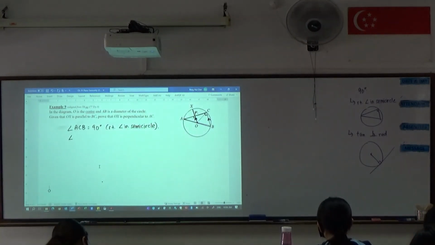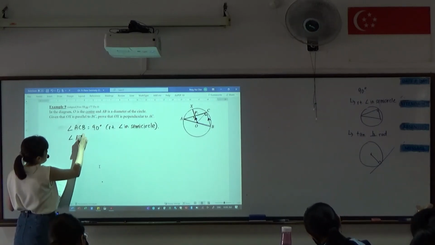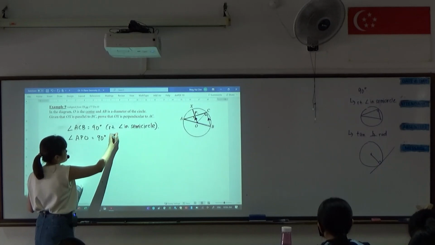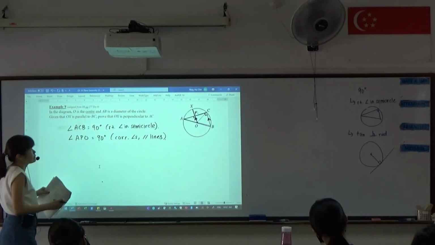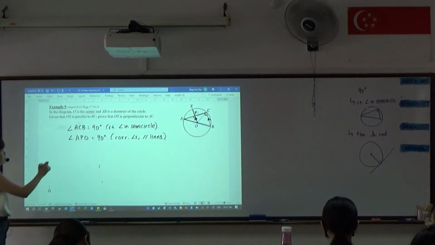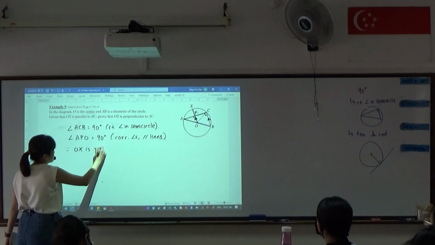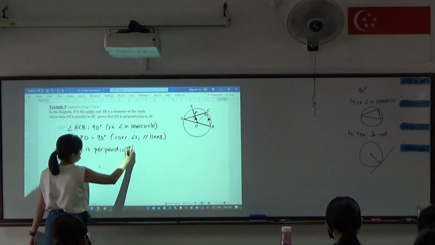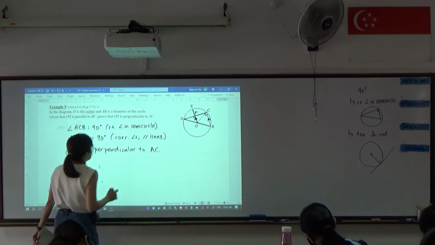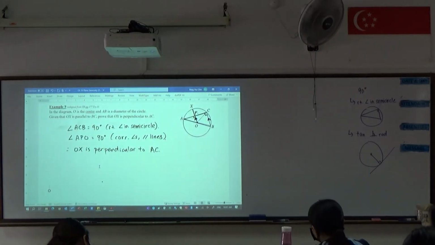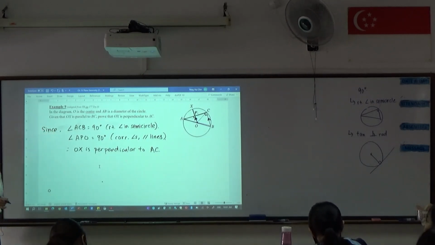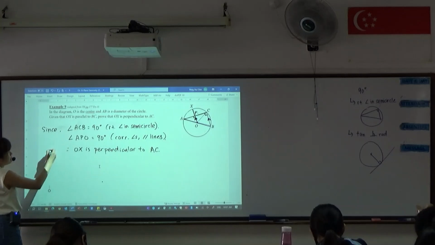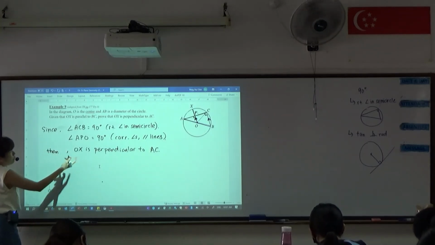In your question paper when it comes to the exam, just label directly into the diagram. So we call that angle APO being 90 degrees as well, due to the corresponding angles, parallel lines property. You may notice that my presentation of the answer is slightly different and deviates away from the since and then structure, but it does apply. Since because of this evidence, then OX is perpendicular to AC.